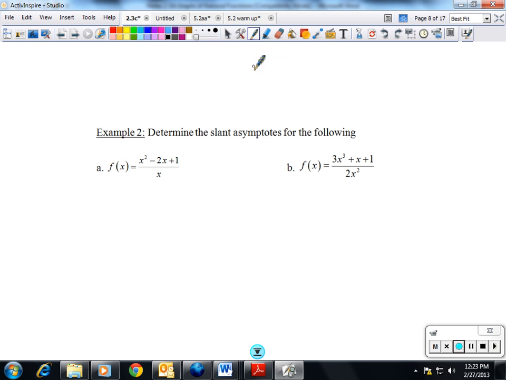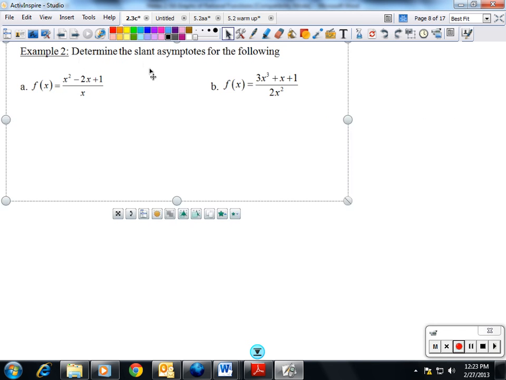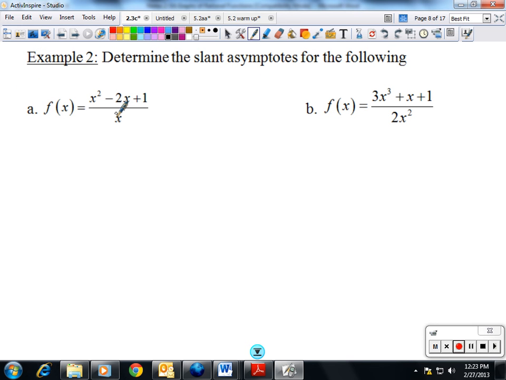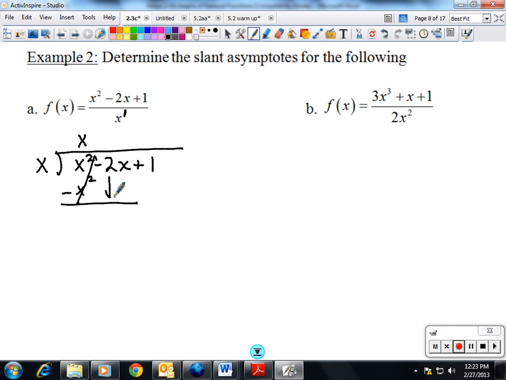Okay, now we're going to find the slant. The slant occurs when the degree of the top is bigger than the degree of the bottom. Well, 2 is bigger than 1, so what you do is you divide bottom into top using long division to find the slant. And we've already done this, so what do you multiply by x to give you x squared? Well, x times x is x squared, minus, gone, bring down my -2x. What do you multiply by x to give you -2x? -2. -2 times x is -2x. Bring down your plus 1.